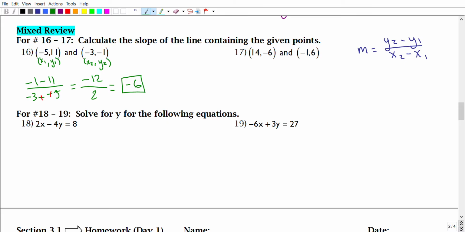Okay, so just to make sure that you guys are understanding, go ahead and pause the video and try out number 17 on your own. Okay, all right, let's go ahead and look at this problem. So again, it doesn't matter which one you identify as x1, y1 and x2, y2, but I usually like to identify the first one as my x1, y1.